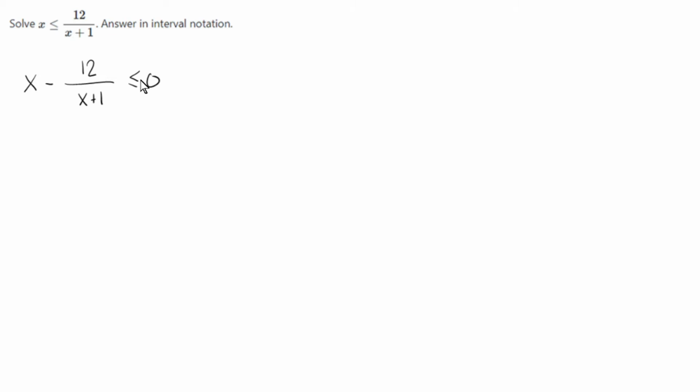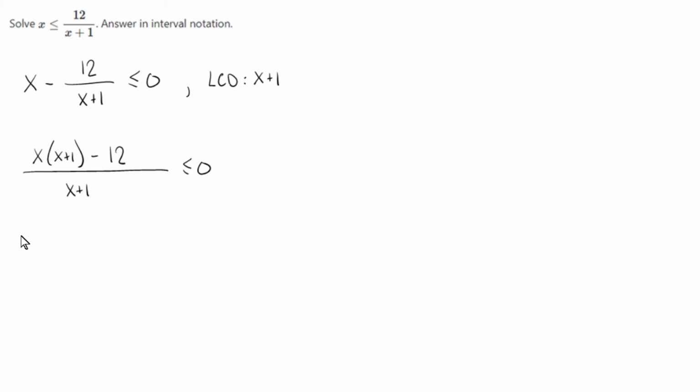At this point, we're going to be putting the two terms on a common division line. So we need a lowest common denominator, which here is going to be x plus 1. So this will allow us to put this on a common division line. The first term becomes x times x plus 1 minus 12 divided by x plus 1 is less than or equal to 0.